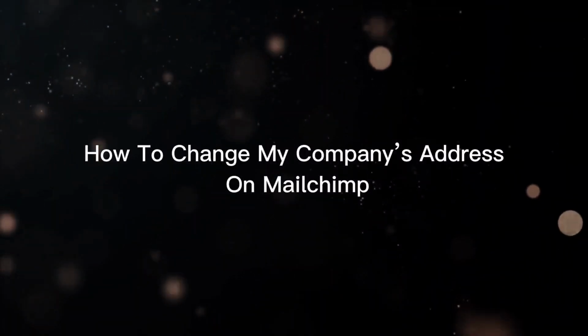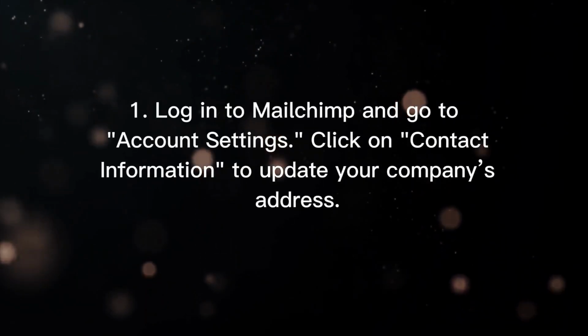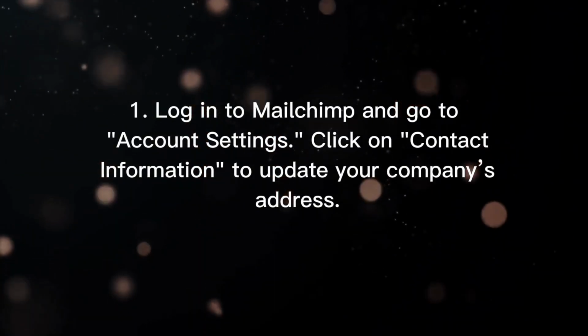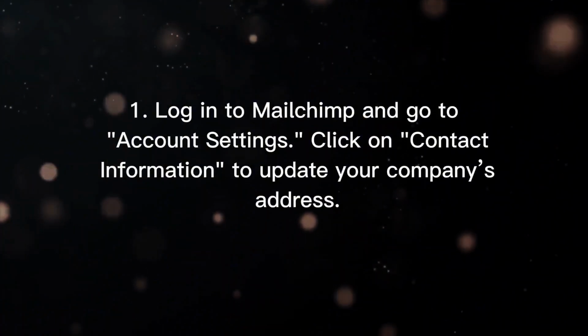How to change my company's address on Mailchimp. You can do this in 7 steps. 1. Log into Mailchimp and go to Account Settings. Click on Contact Information to update your company's address.